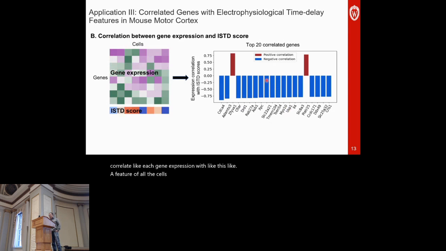On the right, we use a bar chart to show the top 20 genes that have the strongest correlation, positive or negative, with the time delay feature. In this way, we identify the genes that are potentially linked to this time delay feature.